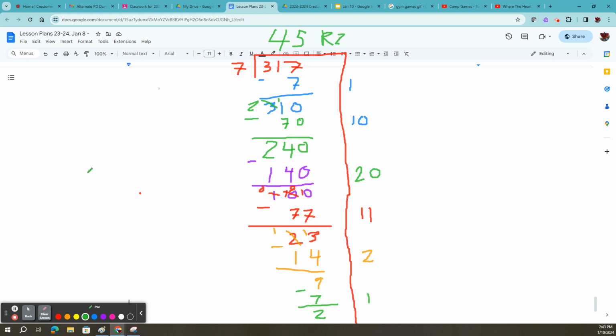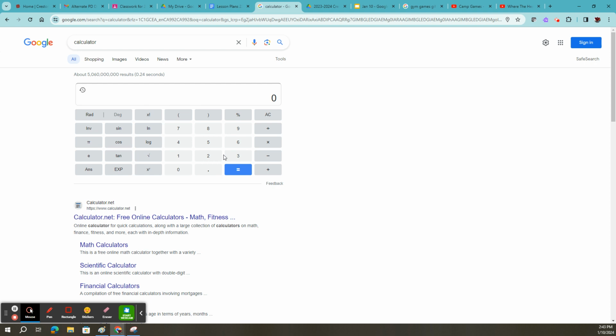And we can prove that by looking at a calculator. So it was 317 divided by 7. Now this will give me a decimal number, but it should be 45 point something. Cool. So 45. And don't worry about the decimal. We'll learn more about that later. But it is 45 remainder 2.